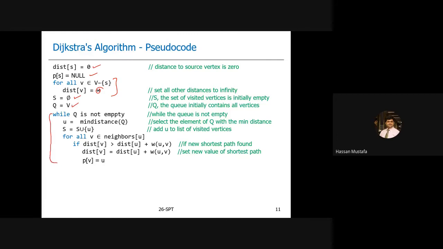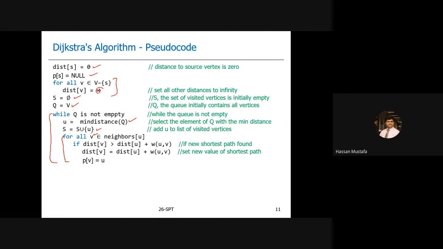This is a while loop, in which we'll just keep checking the queue. We will pick the minimum value in the queue, that is on the top, and then we would add that specific vertex into the set, saying that this vertex is now processed. Once this vertex is out of the queue, we say that the vertex is processed, and the processing is this for loop.